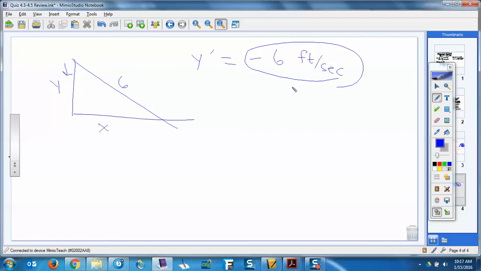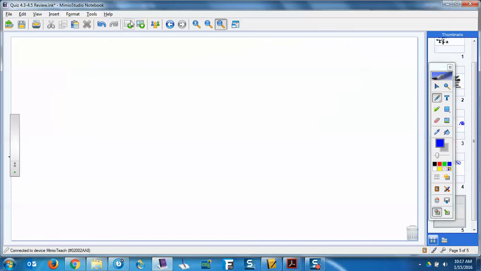Just say negative 6 feet per second and just leave it at that, okay? But if you're going to use the word decreasing, then don't have the negative as part of your answer. That's just a small thing, but I'm trying to think of some of those kinds of issues that could come up. But be sure you answer the question, and so forth.